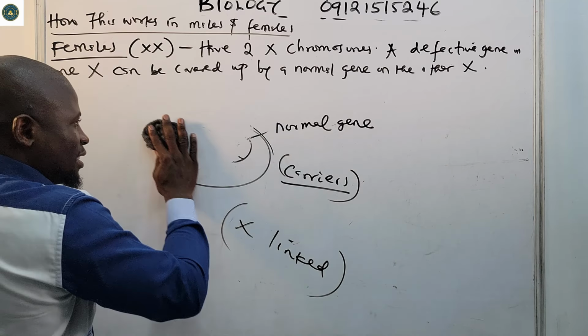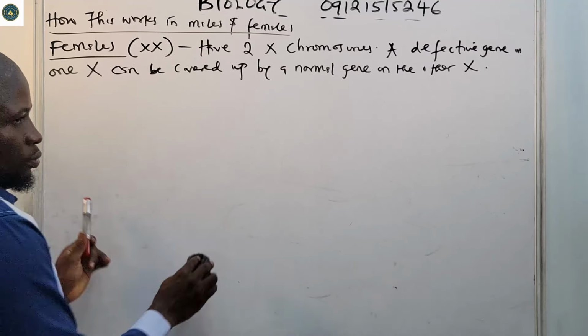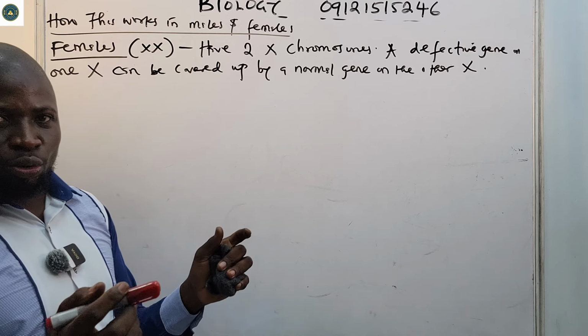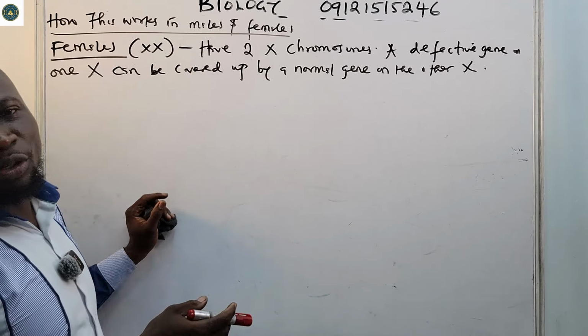But now let us see the males. The males have only one X chromosome. They have one X chromosome, so they don't have another X that will cover up for the effect of the defective one.